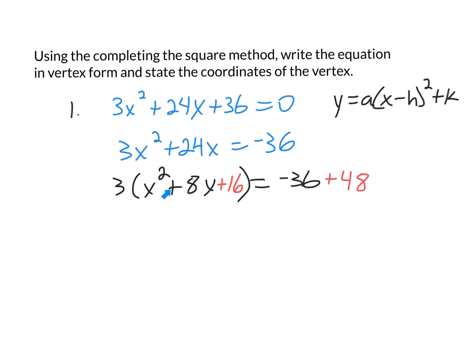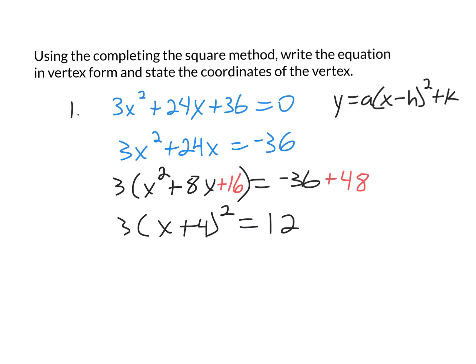We added 16 to complete the square part of it, but again, we have to multiply by this a value of 3. Okay, so now we can factor this part and we can combine these terms over here. So it's going to be 3 times x plus 4 squared equals 12.